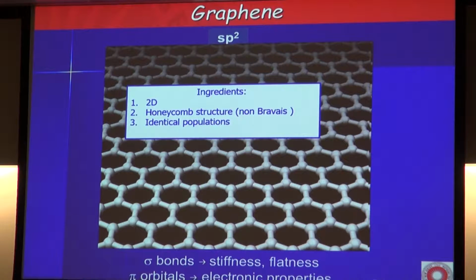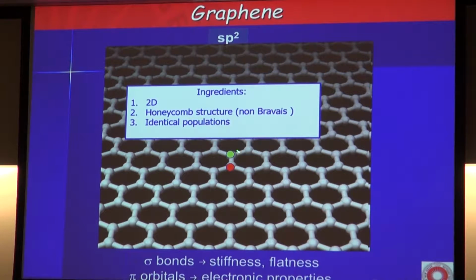It consists of 2 interpenetrating Bravais lattices, 2 triangular lattices, and as a result, you cannot have a single Bloch wave function. You have to have 2 Bloch wave functions describing the electrons on this sublattice. And the third important ingredient is that the populations are identical. If they were not identical, you would have a gapped system, like boron nitride, for example.